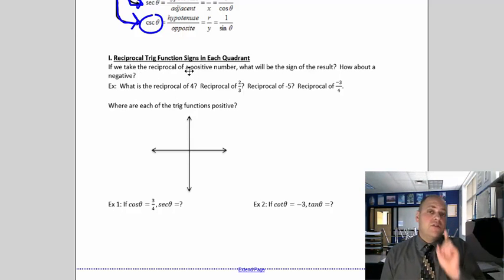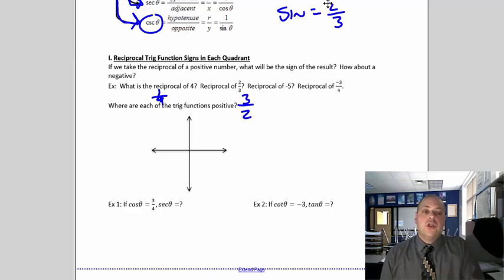Think about a number and you take the reciprocal. So for example here, what is the reciprocal of 4? The reciprocal of 4 is 1 over 4. That's a 1/4. The reciprocal of 2/3 is 3 over 2. So if you knew the sine was 2/3, you would know that the cosecant was 3 over 2. You simply are going to just be flipping them. So that's very, very easy in concept. You just got to memorize it, all right? What about -5? The reciprocal of -5 is -1 over 5, and the reciprocal of -3/4 is -4/3.